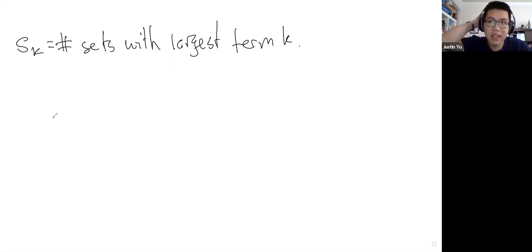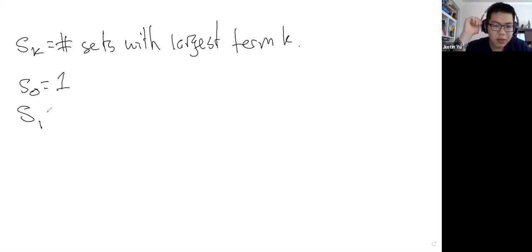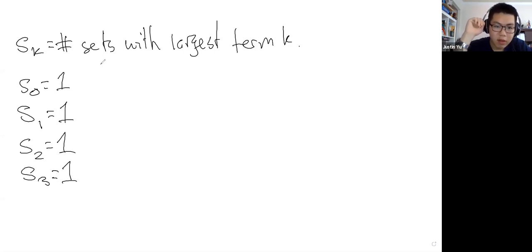Pineapple made a very good point. The null set, or the empty set, is spacey. So we should start with k equal to 0. So S of 0 is going to be 1 because there's only one empty set. S of 1 is going to be 1 because there's only one set that has biggest term 1. So S of 2 is also going to be 1, and S of 3 is also going to be 1. All right, these are the sets that work.